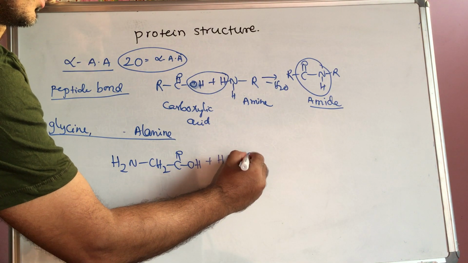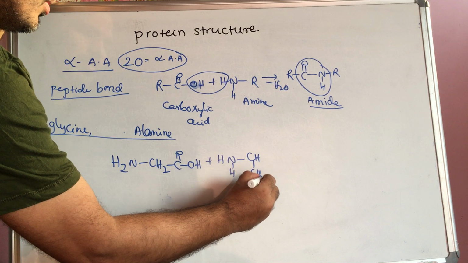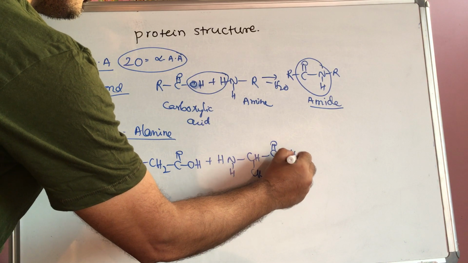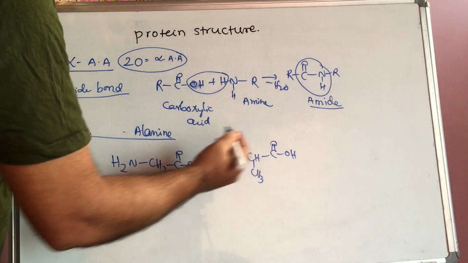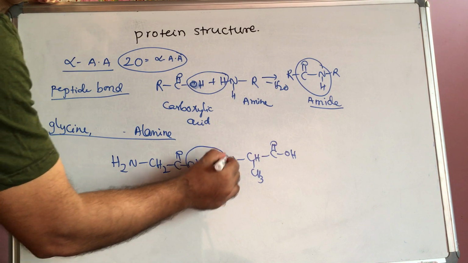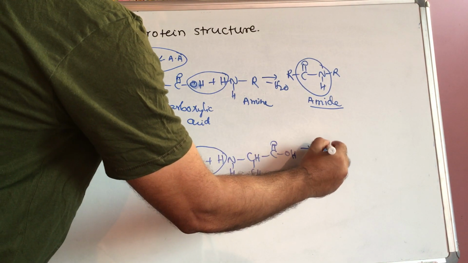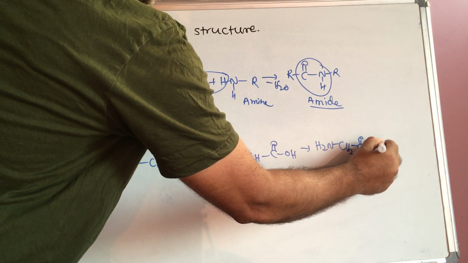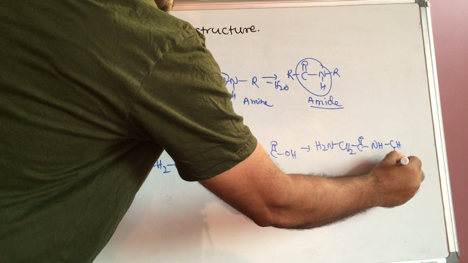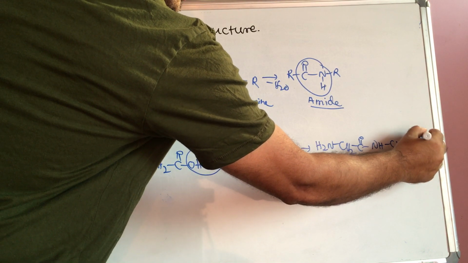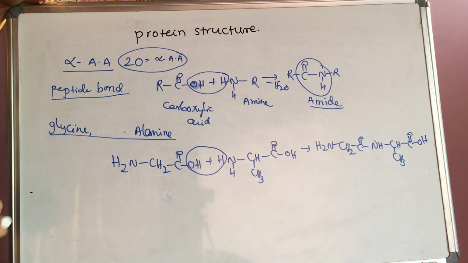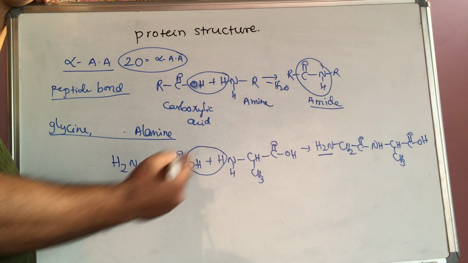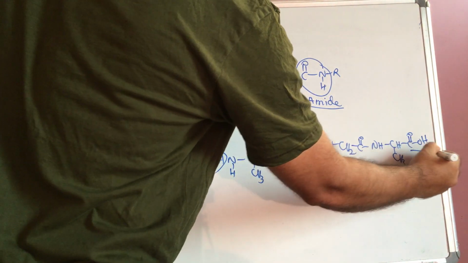molecule, and next CH CH3 and C double bond O OH. This is alanine. Here a water molecule is lost. Then we will get here NH2 CH2 C double bond O NH CH CH3 C double bond O OH. But keep in mind, when you are writing a peptide chain, the NH2 group should be on the left hand side, the COOH group should be on the right hand side.